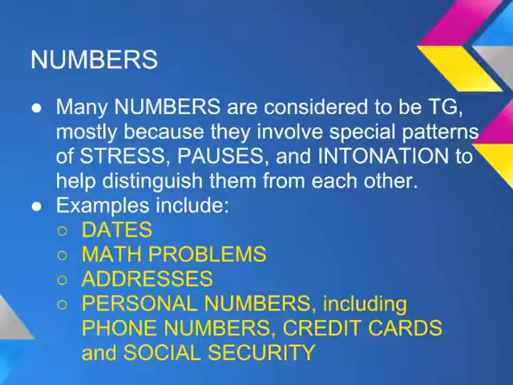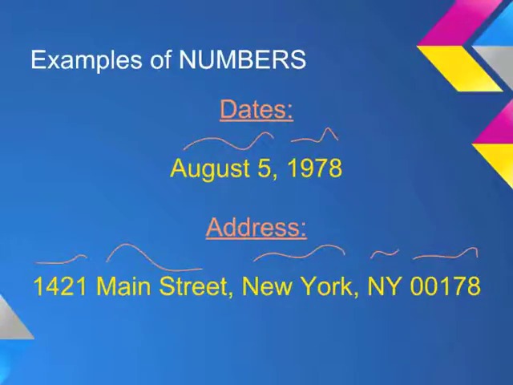Numbers. Many numbers are considered to be thought groups as well, mostly because they involve special patterns of stress, pauses, and intonation to help distinguish them from each other. Examples include dates, math problems, addresses, personal numbers, including phone numbers, credit cards, and social security numbers. Let's take a look at some examples.